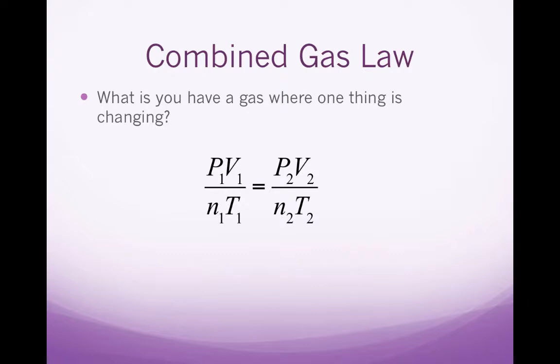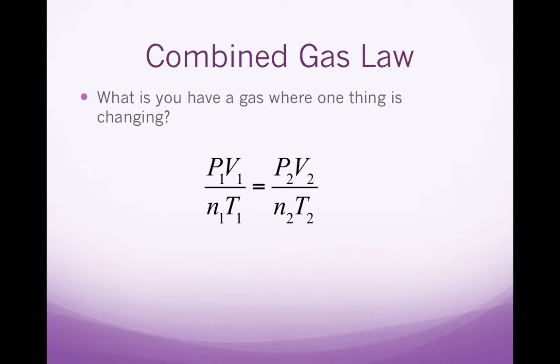Okay, so what if I have a gas though and I change something? How do I calculate that effect? We can use the combined gas law, which says that P1 times V1 over N1 times T1 is equal to P2 times V2 over N2 times T2.